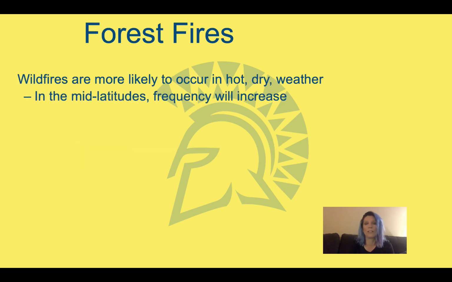And we're here in California. We all know forest fires. Hopefully, everybody had power during the last outage. Wildfires are more likely to occur in hot, dry weather in the mid-latitudes, and the frequency will increase. So let's hope PG&E figures out the power problem.